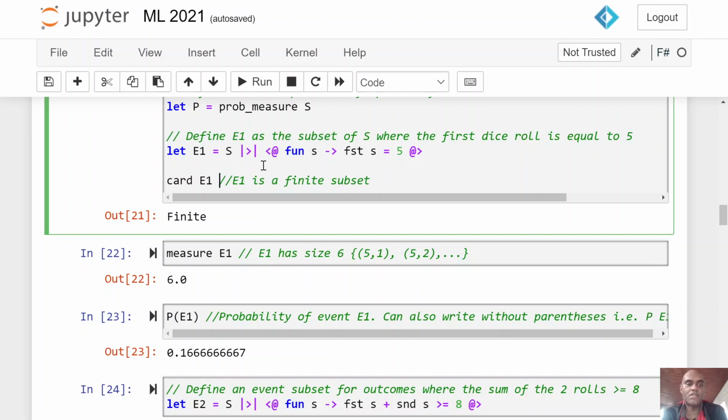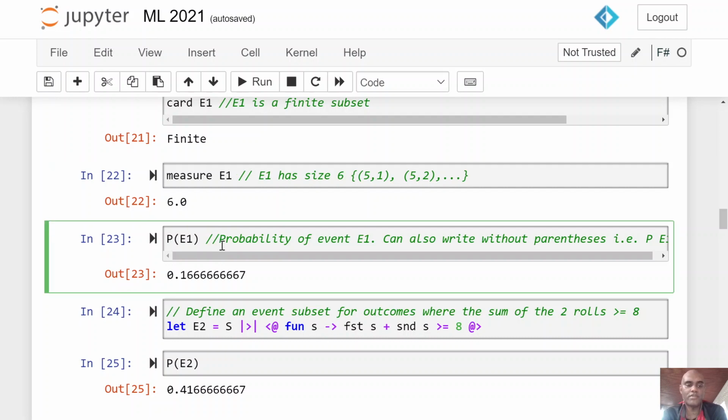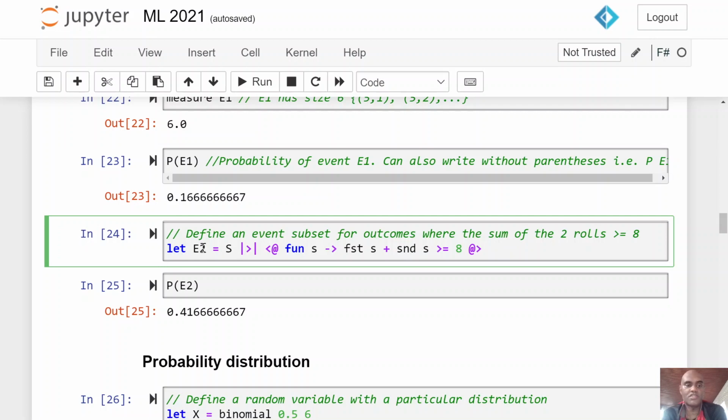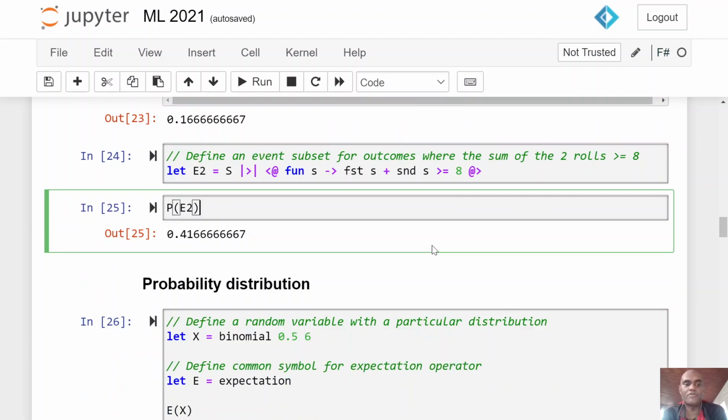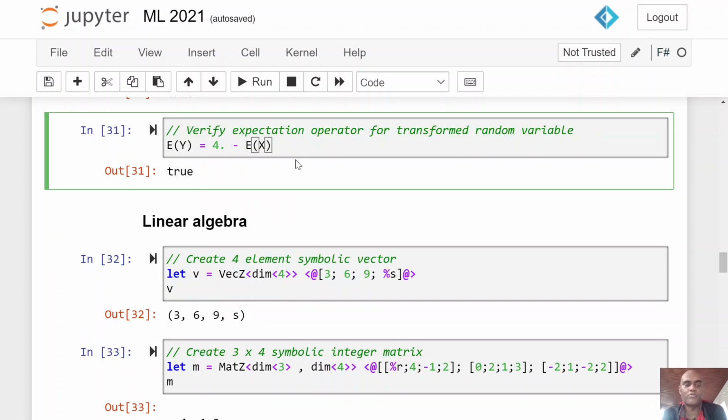And this has a finite cardinality. The size is 6, and once we have a finite size, we can find the probability of that particular event. And here we do another subset. In this case, we're saying we want to find a subset of values where the sum of the two dice rolls is 8, and we can just find the probability of that. So these are all types and operators coming from the probability library. You can use Sylvester in things like probability.